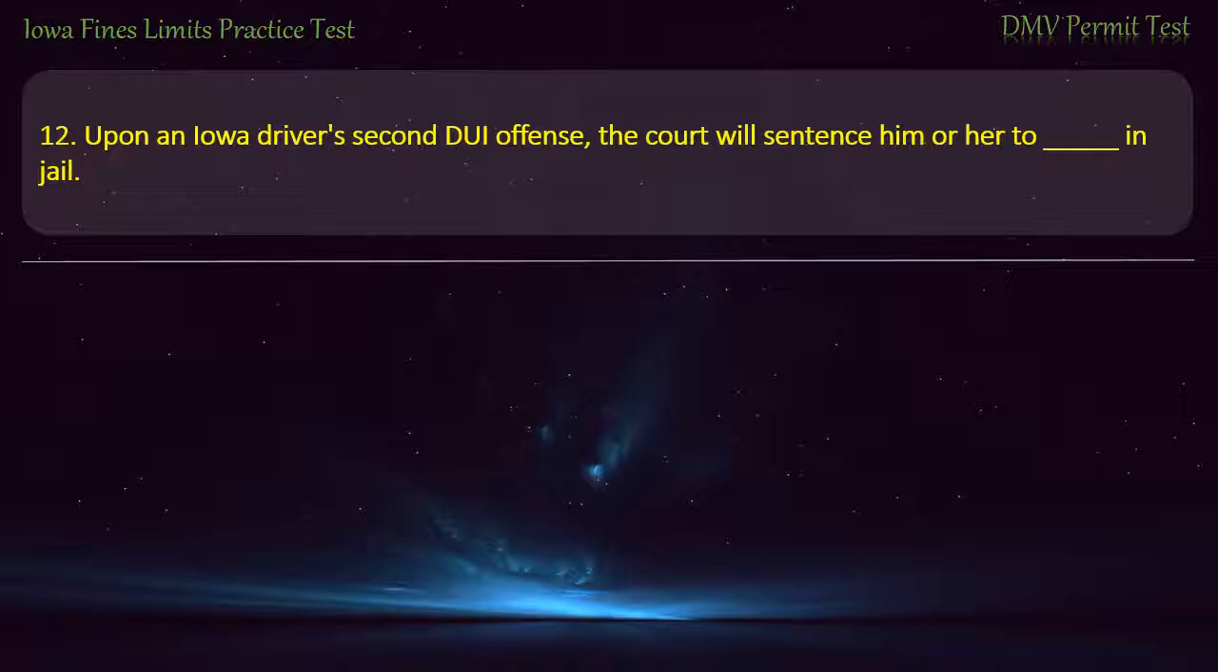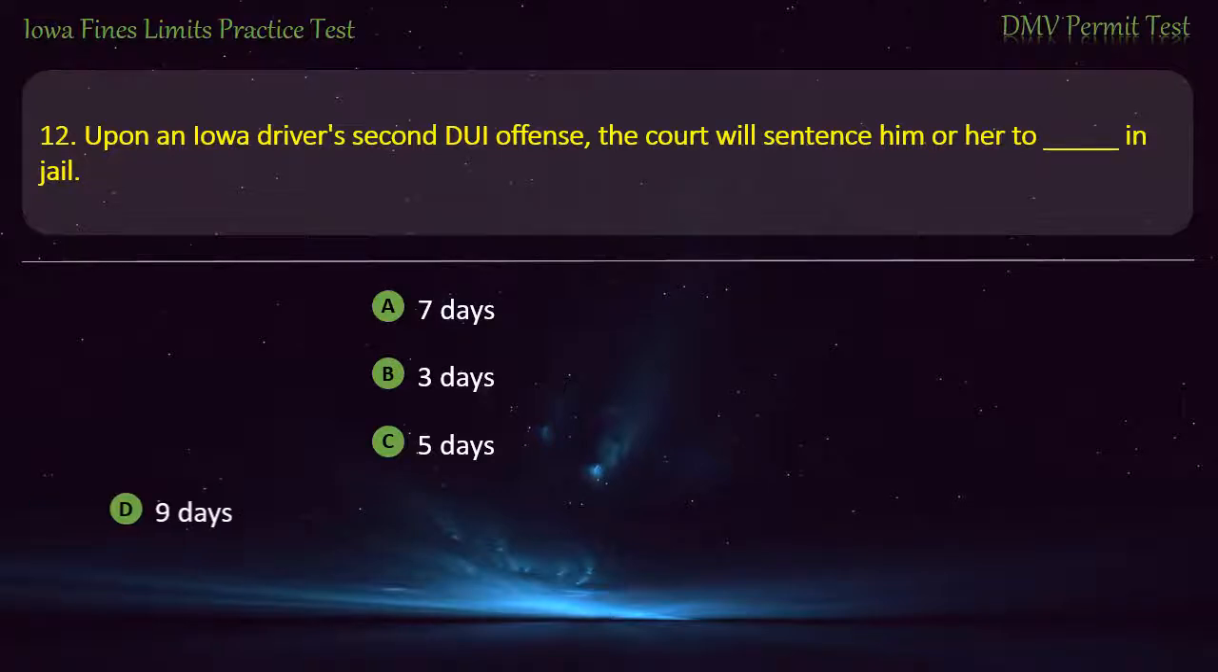Question 12. Upon an Iowa driver's second DUI offense, the court will sentence him or her to blank in jail. 7 days. 3 days. 5 days. 9 days. Answer. 7 days.